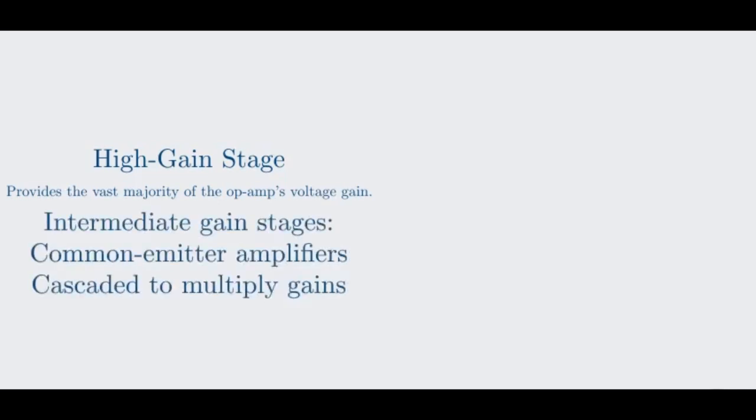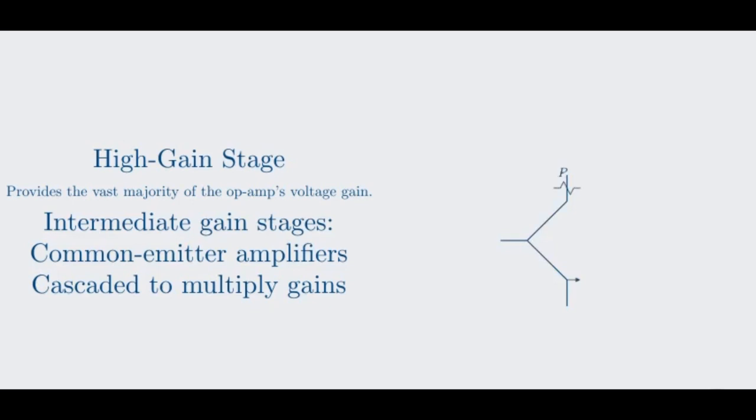Following the differential input stage is the high gain stage. This is where the op-amp really earns its title, as this stage provides the vast majority of the op-amp's voltage gain. The output of the differential stage is typically fed into one or more intermediate gain stages. These are usually common emitter amplifiers, cascaded together to multiply their gains. For example, a common emitter stage looks like this.